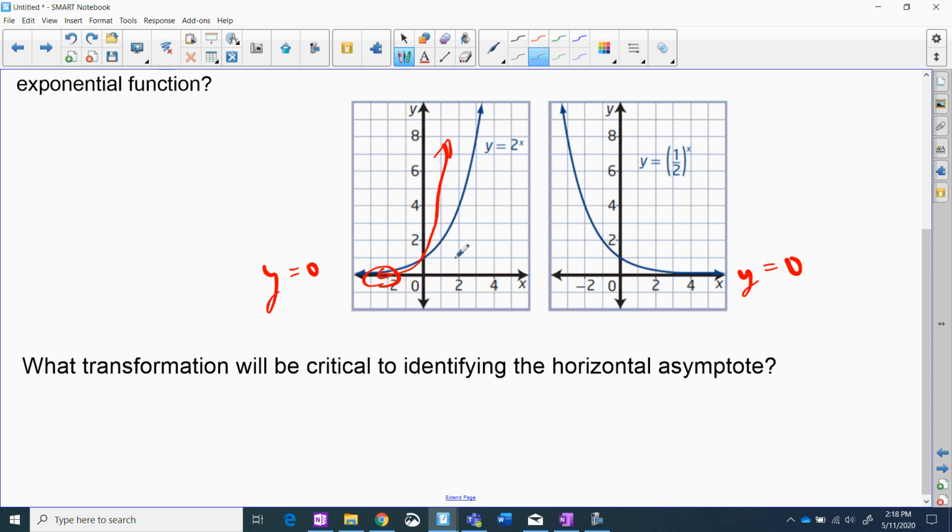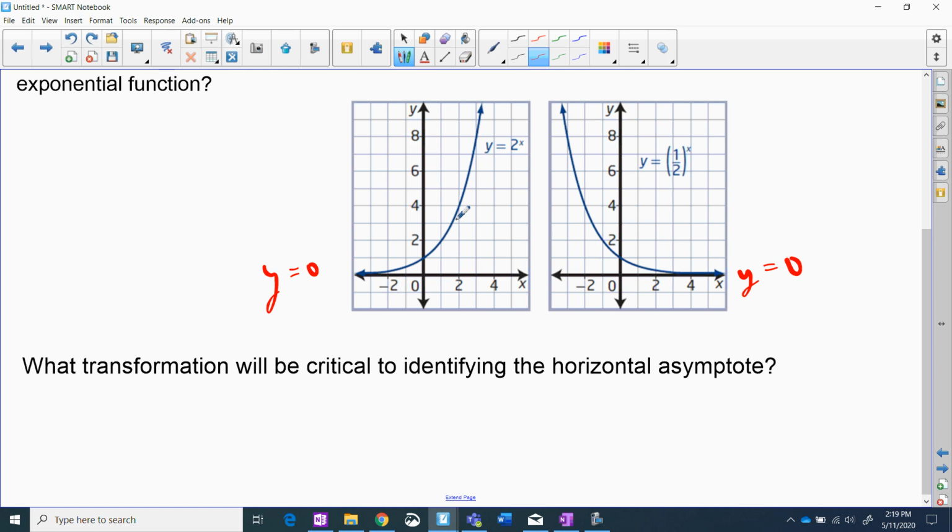If it was a horizontal stretch, it might stretch it out this way, but it's still going to get closer and closer to the same line, y equals 0. So reflecting and stretching had no bearing on the horizontal asymptote. Well, I say, let's start looking at translations then.